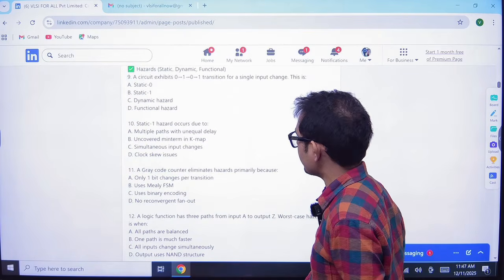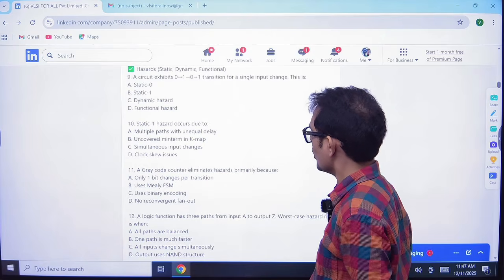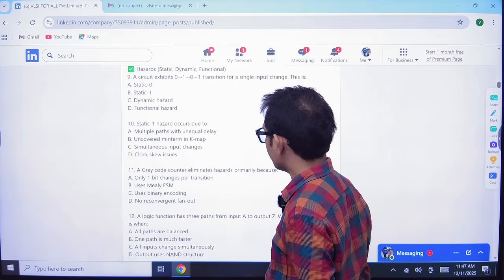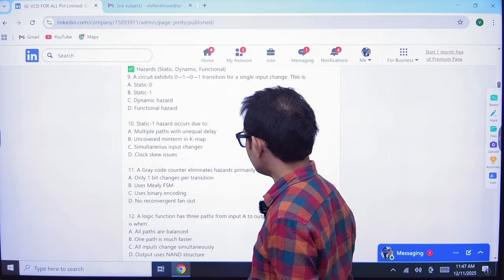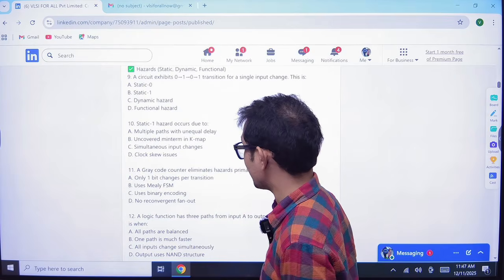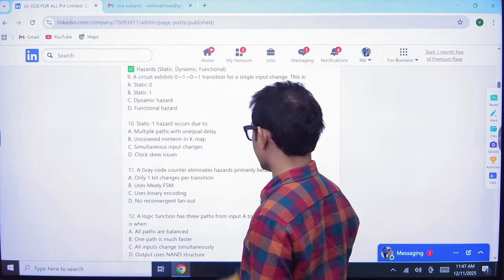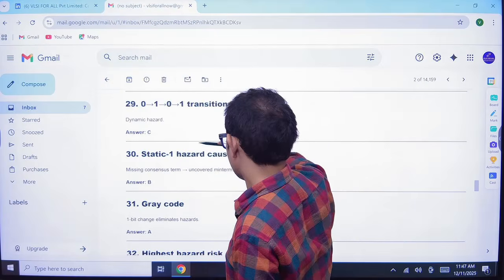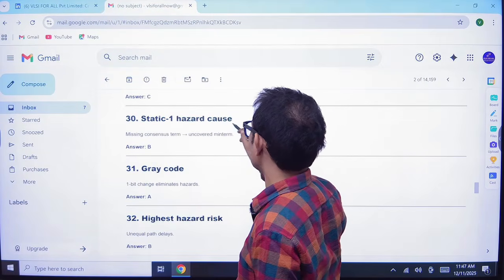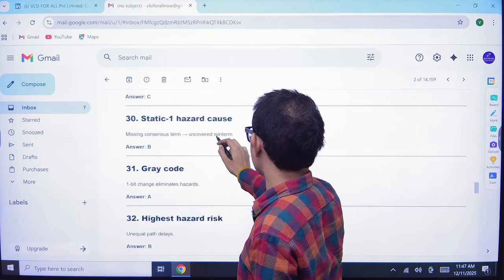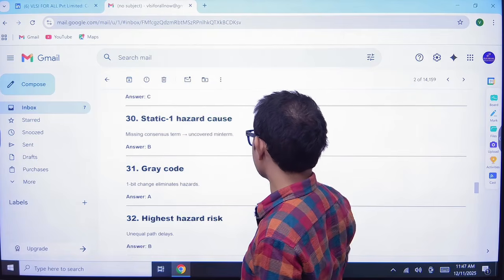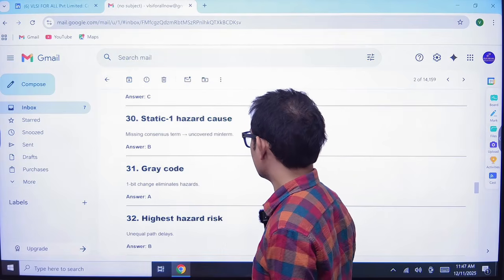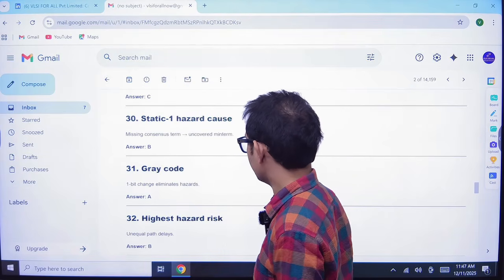We have the next question. Static 1 hazards occur due to: multiple paths with unequal delay, uncovered min term in the K-map, simultaneous input changes, clock skew issues, right? So the answer for this is B. Uncovered min terms cause it, right? So the answer is B. Here is also one good concept that you can remember. This is also one new thing for you, right?